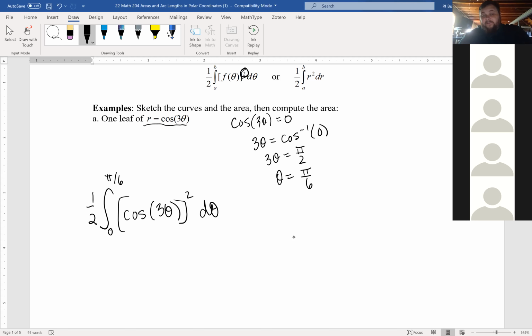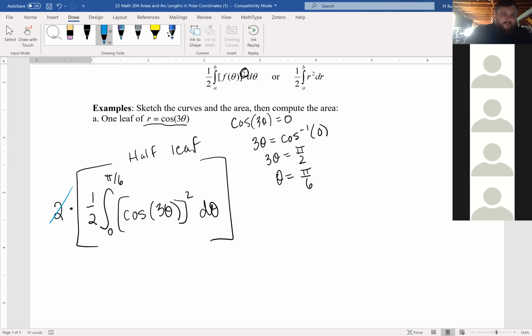Now again, that's half a petal, and we are asked for 1 whole petal. So I'm going to do 2 times. All right, so half petal or leaf, whatever you want to call it. Call it leaves, that's what it is on paper. All right, so easily these are gone.